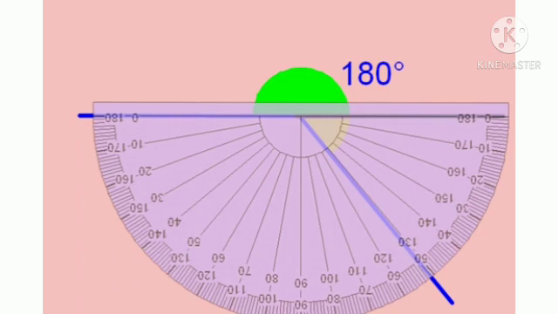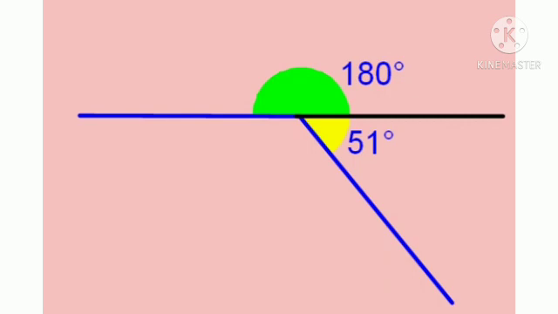So I can put my protractor on and use the outside scale to measure that this part is exactly 51 degrees. To get the total size of the angle, I can add these two together. The answer is 231 degrees.